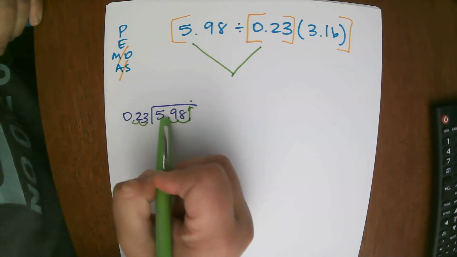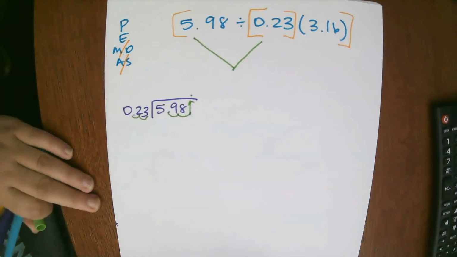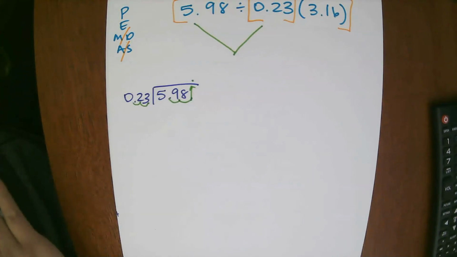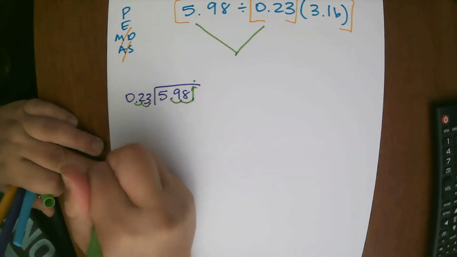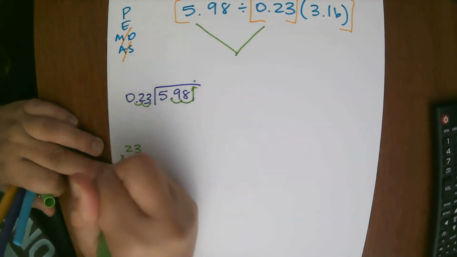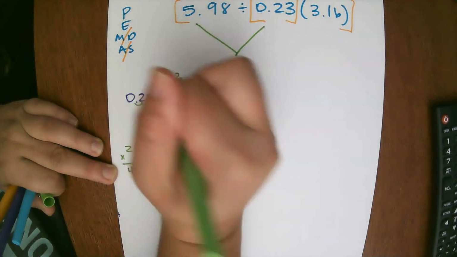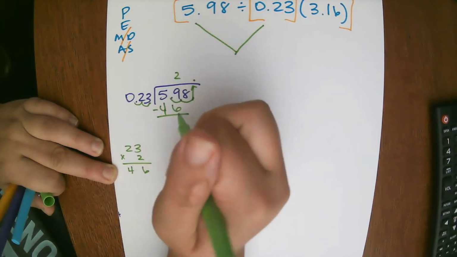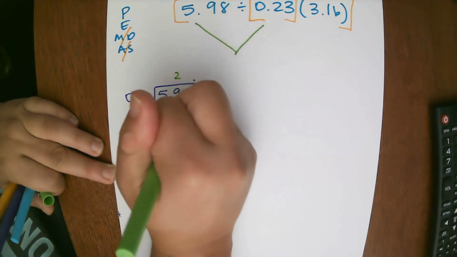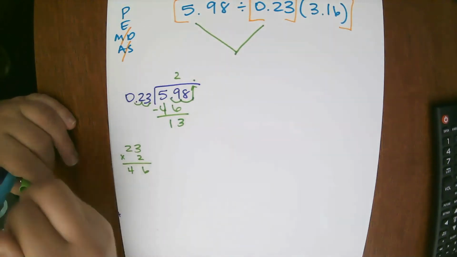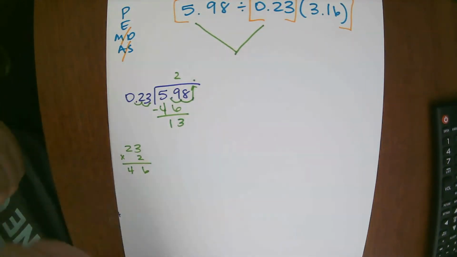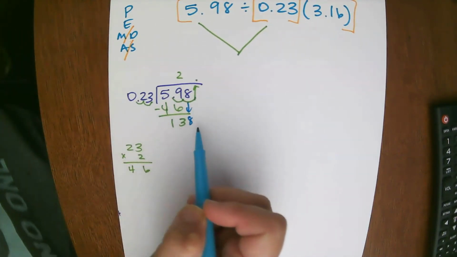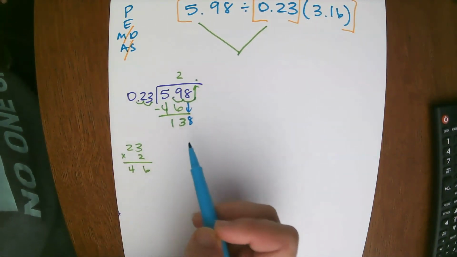Can 23 go into 5, or can 23 go into 59? What do you think? At this point, you should be looking at your multiplication chart. I believe it goes in 2 times. Let's see, 23 times 2, 6, 46. Yep, 2 times. So 46, subtract. 9 minus 6 is 3, 1. And then bring down the 8.